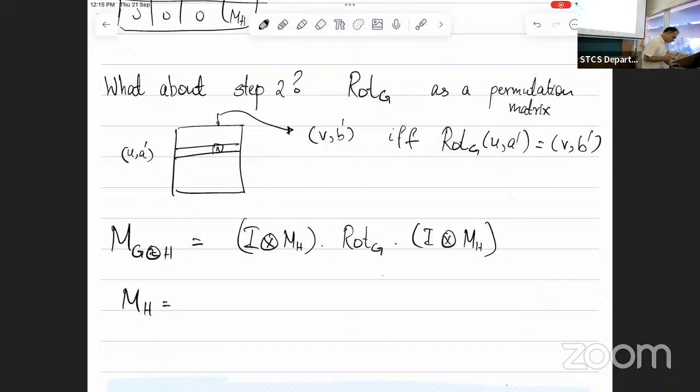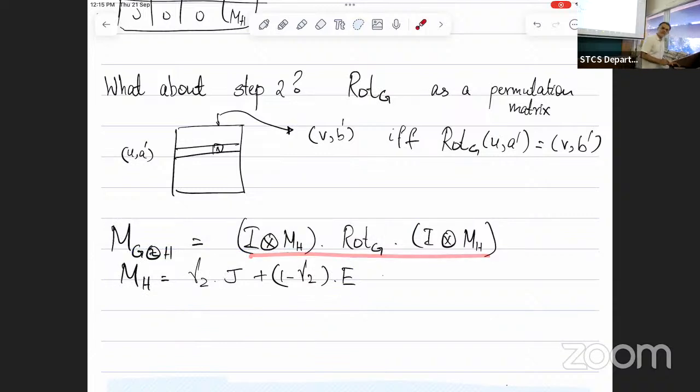write MH in terms of the matrix decomposition. So this MH is going to be gamma 2 times the all 1 by D matrix plus 1 minus gamma 2 times, I don't know, some error matrix. Okay, this was the matrix decomposition for MH, and I think I'm going to run out of space soon. So let me put it here, and I'm going to just plug that into the above equation.